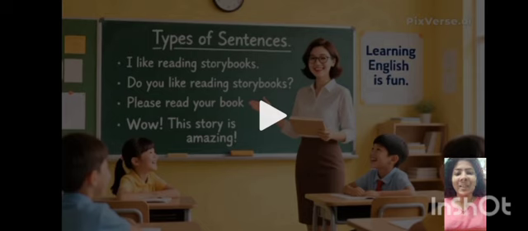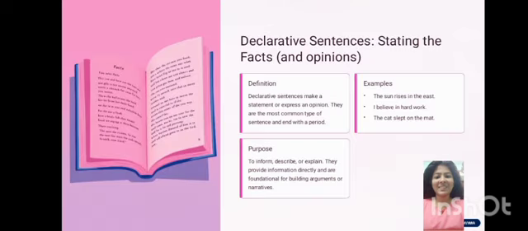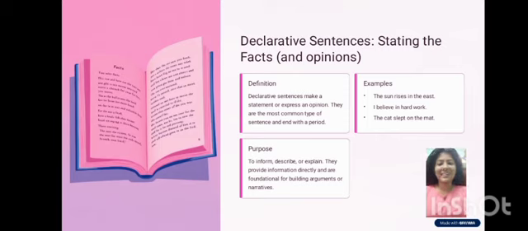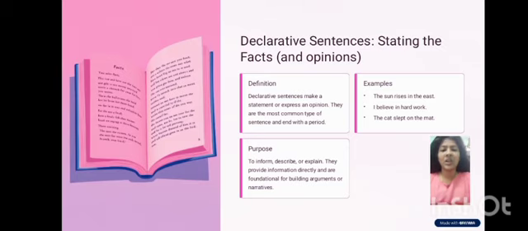Now, let's move on to the first type of sentences, the declarative sentences. Declarative sentences are primarily used to state or declare information. Their function is to present facts, opinions, beliefs, explanations, or descriptions in a direct and straightforward manner. This type of sentence forms the backbone of both written and spoken discourse.